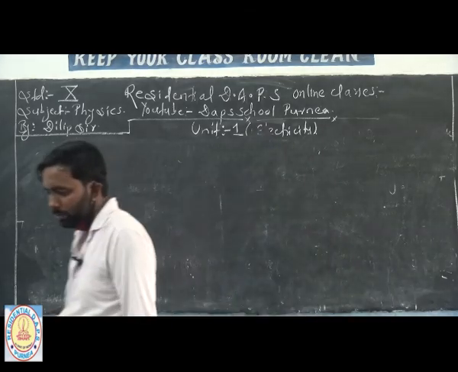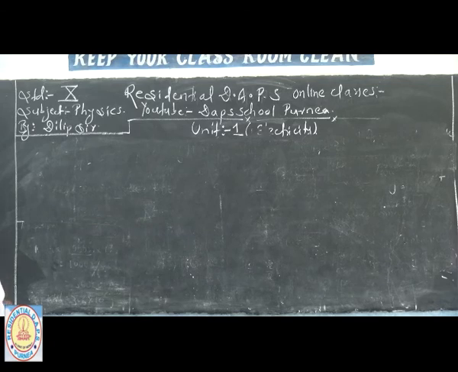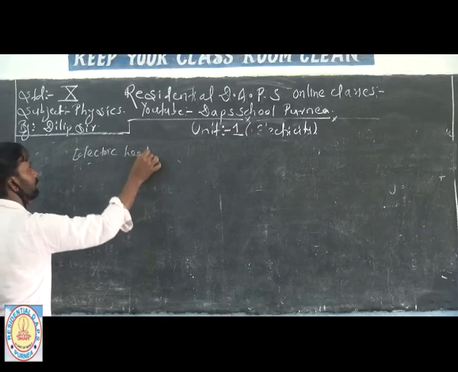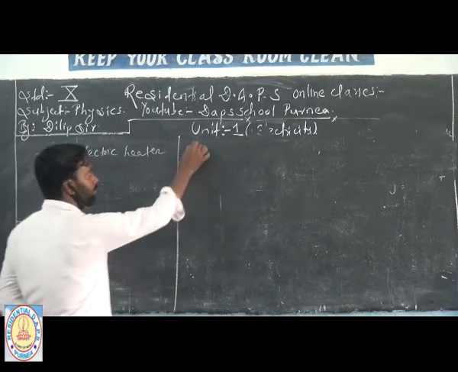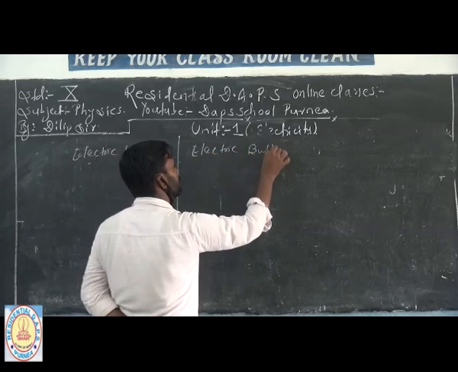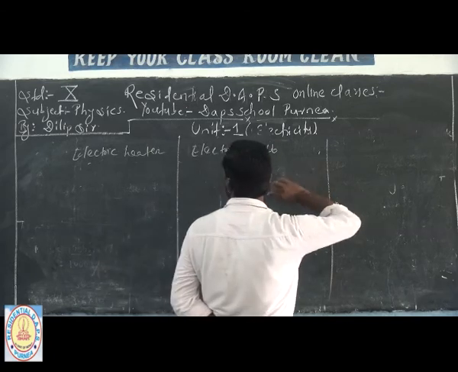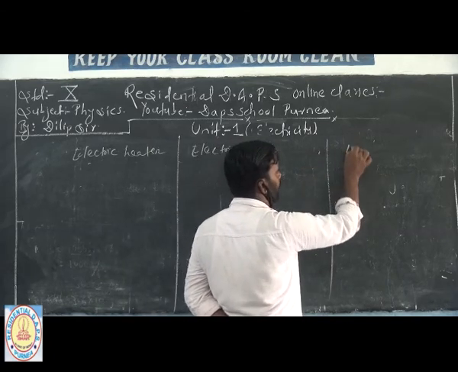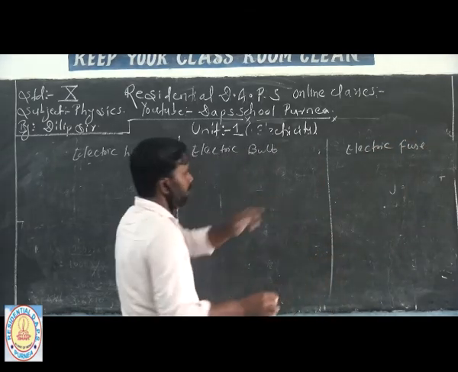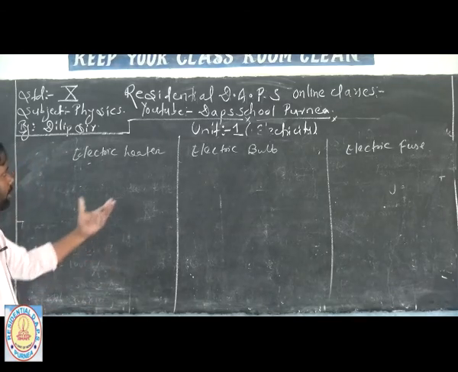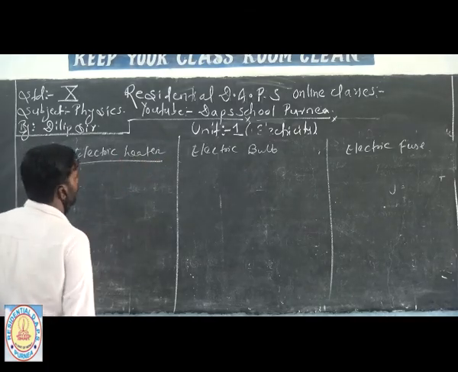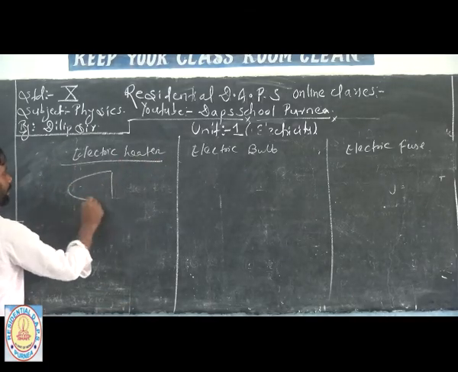So now we will explain the various appliances like the electric heater, electric bulb, and electric fuse. These three devices are the most common ones which work on the principle of heating effect of electric current. So the first one is the electric heater.